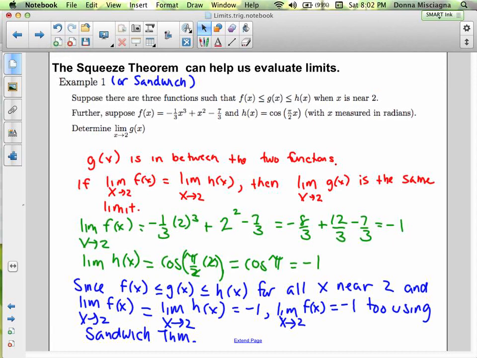Oops, sorry, I have one little mistake here. I just got it. I wrote the wrong function. In the last problem, it was f of x. That was the one in between. This time, it's g of x. I had to make sure I write the right thing. All right, you be careful on that too. G of x is the one that's in between and the one we're finding the limit of. All right, let's look at another example.